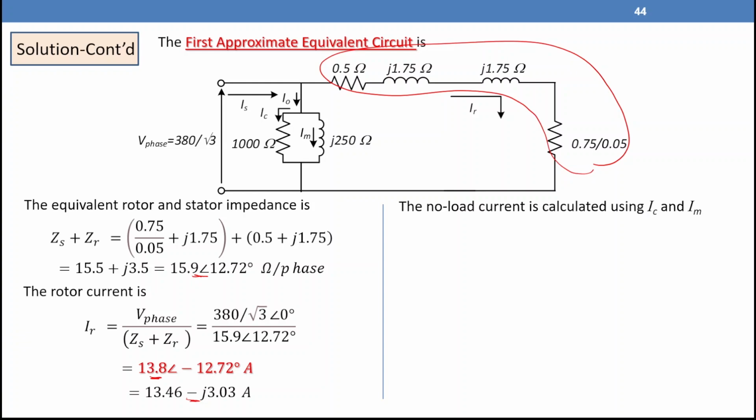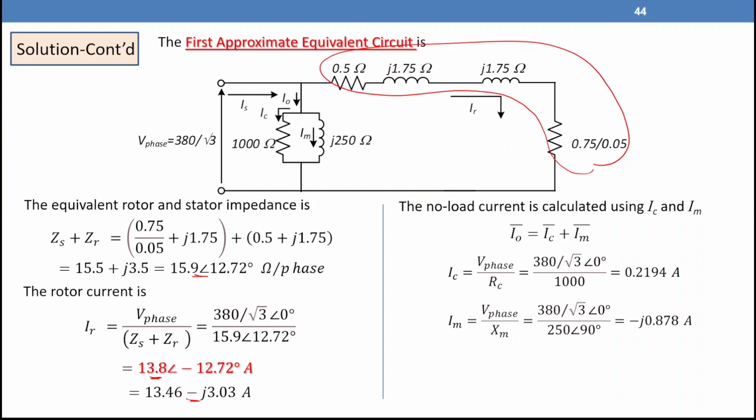So how to calculate the no-load current? We need to calculate I core and IM. So I node equals I core plus IM. I core equals V phase over R core, so that will be 380 over root 3 over 1000, which gives you 0.2194 ampere. And V phase over XM gives you IM. That one will be minus j. Don't forget minus j. Here I put 250 angle 90, so that will be minus j0.878.